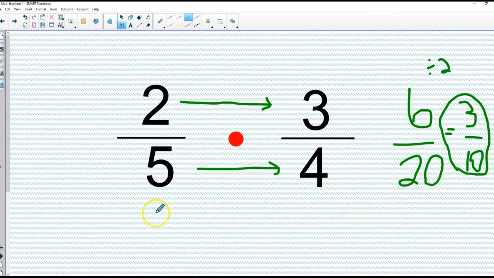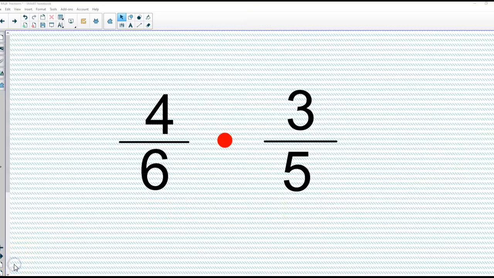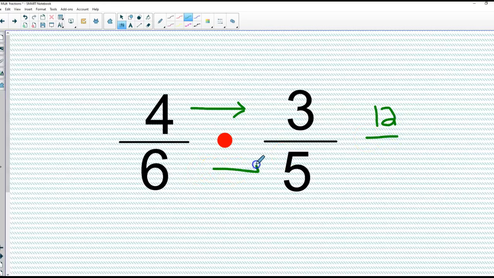Okay, let's look at another one using this method. We have 4/6, and we are multiplying it, according to our sign there, times 3/5. So again, our same rules are going to apply. We are going to multiply straight across. So 4 times 3 would be 12. And if I multiply the bottom also, 6 times 5 is going to give me 30. So far my answer is 12/30.